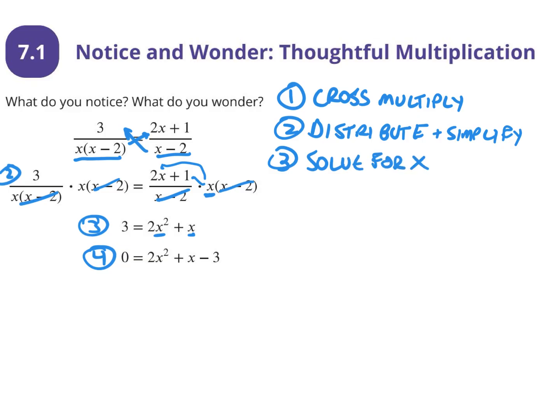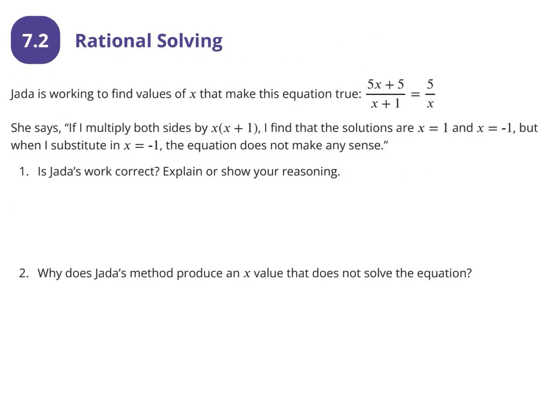Now, today is a little different because this is the last lesson, so we're solving strategically. So what is different about today? Okay, let's look at this problem. Jada is working to find values of x that make this equation true. She says if I multiply both sides by x times x plus 1, that's both denominators, I find that the solutions are x equals 1 and x equals negative 1. But when I substitute in x equals negative 1, the equation does not make any sense. So let's look at this strategically.